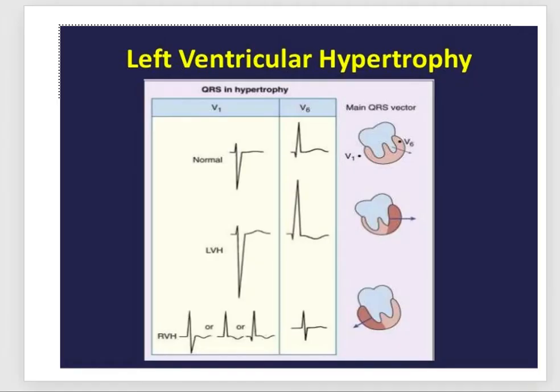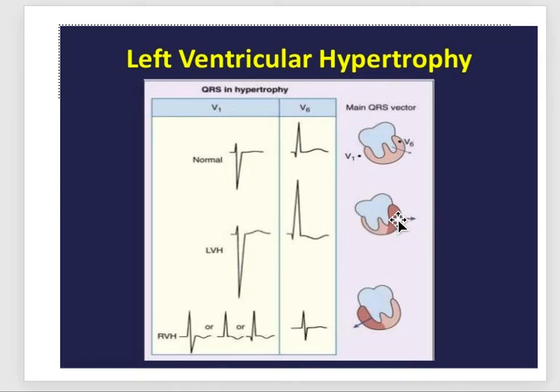So in left ventricular hypertrophy, just like the picture I showed you earlier, look at the QRS. What is the difference between V1 on the right side and V6 on the left side? This is a normal QRS, right? Here it is with left ventricular hypertrophy, right? In V1 there are really deep S waves, and in V6 really tall R waves. So the amplitude, the height, changes.